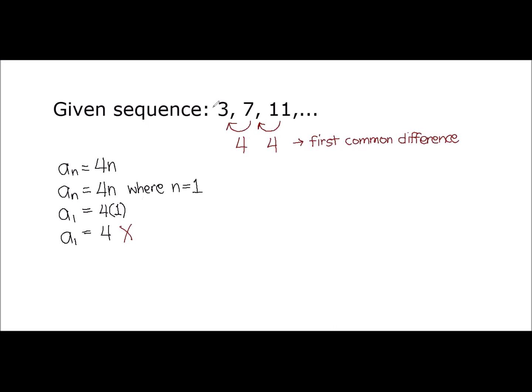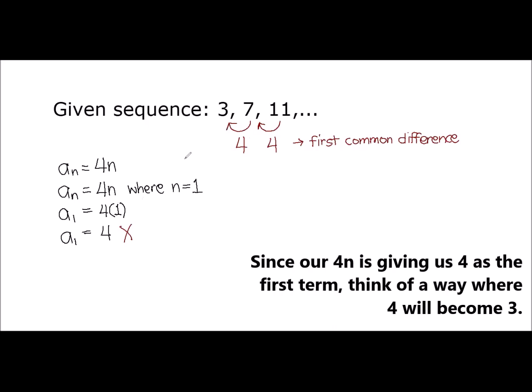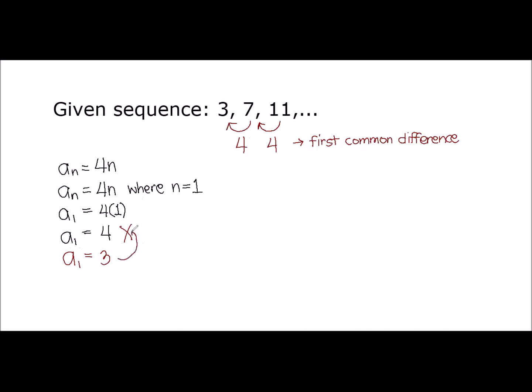So think of a way that we need to get 3. So how come that 4 will become 3? So that is our goal. What do you think? How come that 4 will become 3?